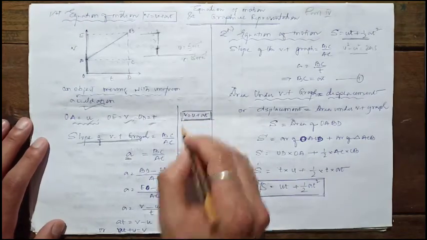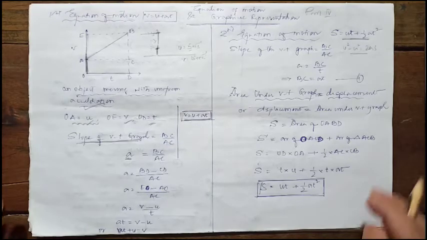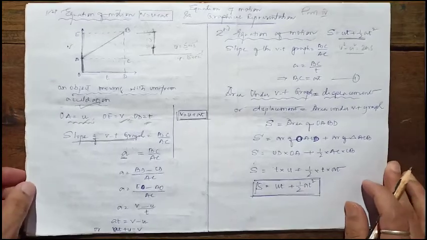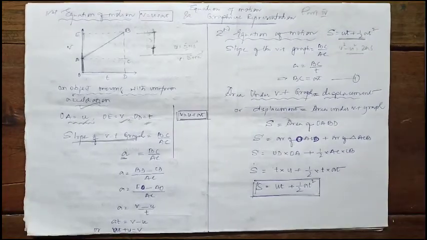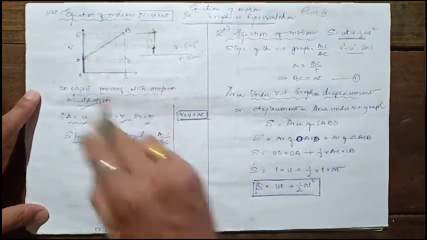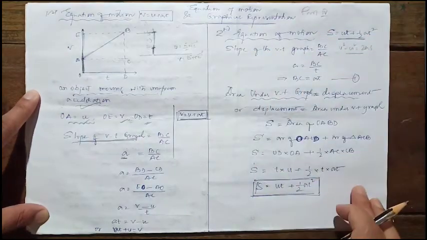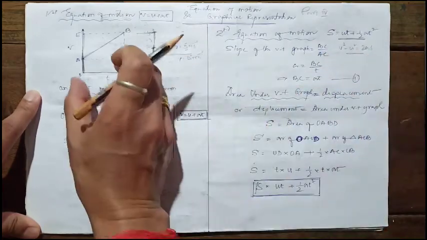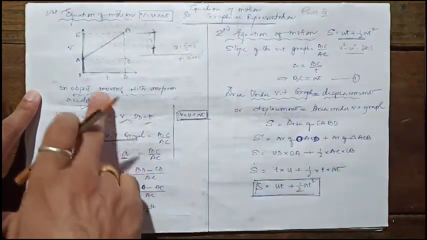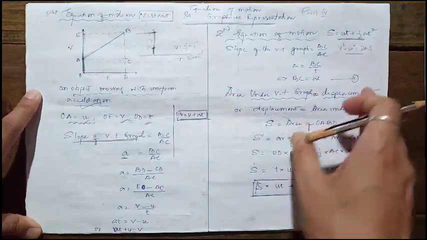So this is the graphical derivation of the first equation of motion, v = u + at. Now, students, let's move on to our second equation of motion. The good part of this derivation is that for all three equations of motion, we can use the same graph. I'll be using this graph to derive the second equation of motion. For the first, second, and third equations of motion, you have to draw this graph.